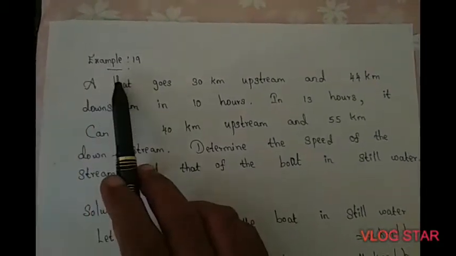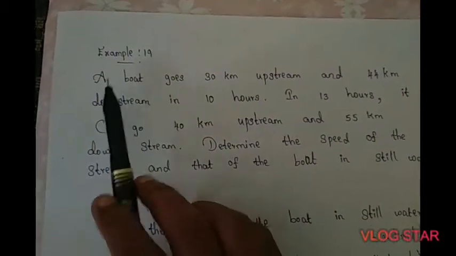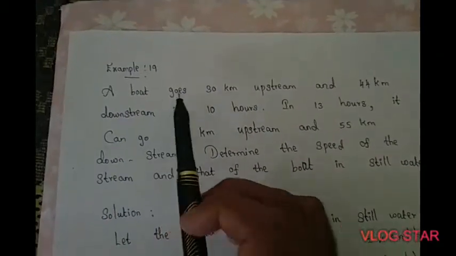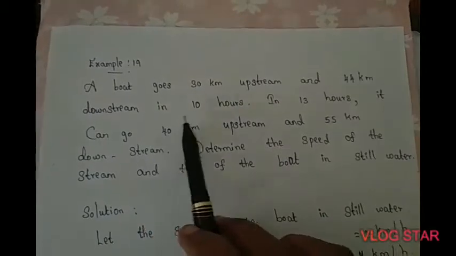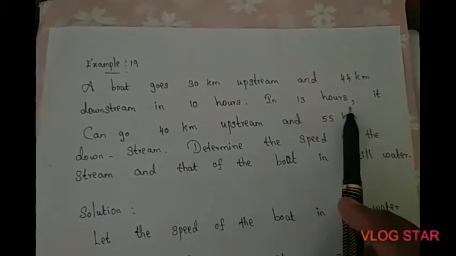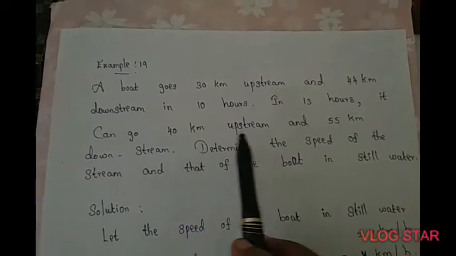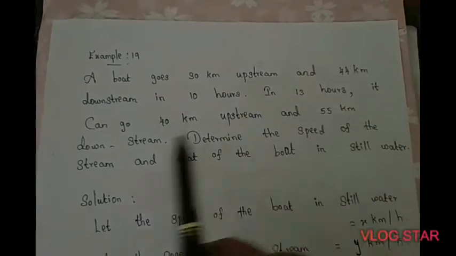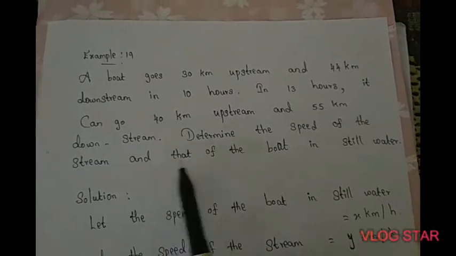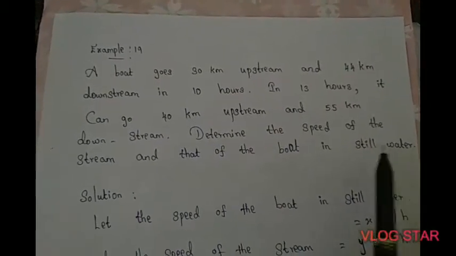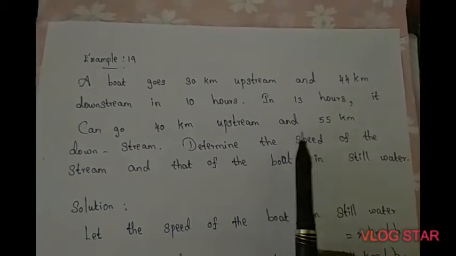Students, now I am going to explain example 19. A boat goes 30 km upstream and 44 km downstream in 10 hours. In 13 hours, it can go 40 km upstream and 55 km downstream. Determine the speed of the stream and that of the boat in still water. Okay, this is the given question.